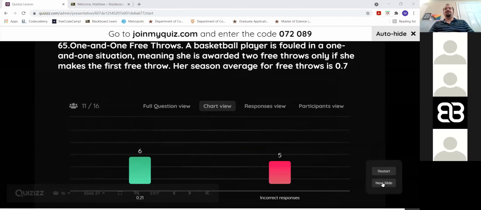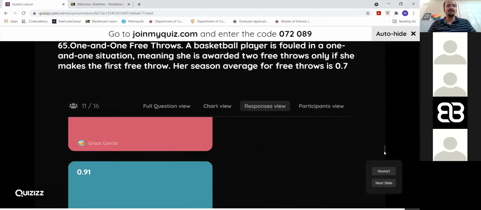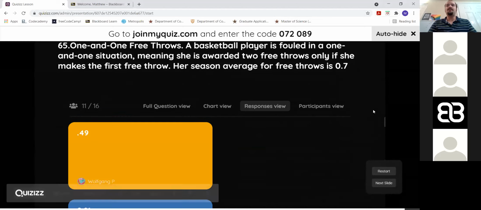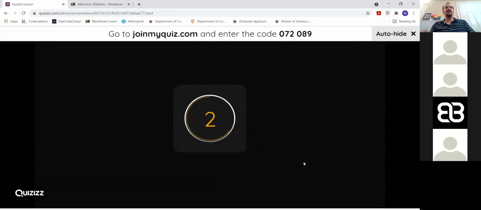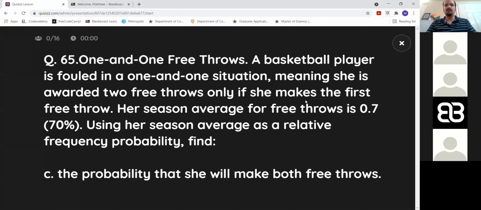And the last question, what are you telling me? 0.49. 0.49 would be making two of them, right? So if you have a 70% chance of making one of them, making two of them in a row, I might be giving too much. That might be the next question. Probability she will make two of them in a row. Well, if she makes one, it is 0.7, and she makes another one's 0.7.